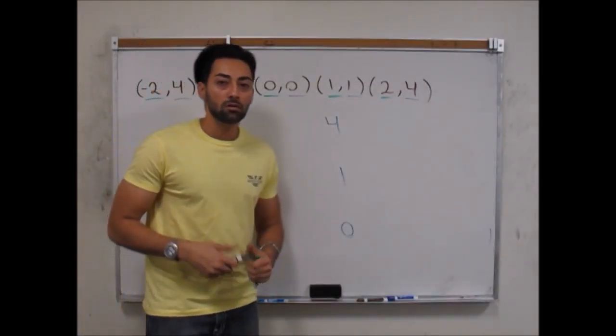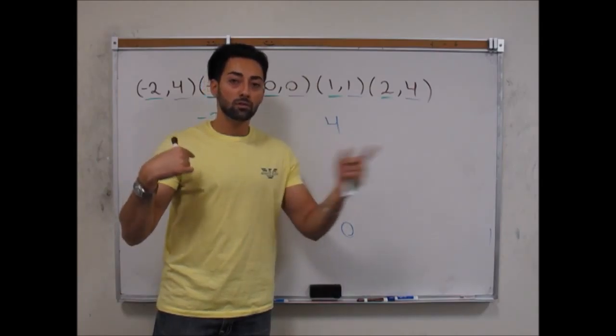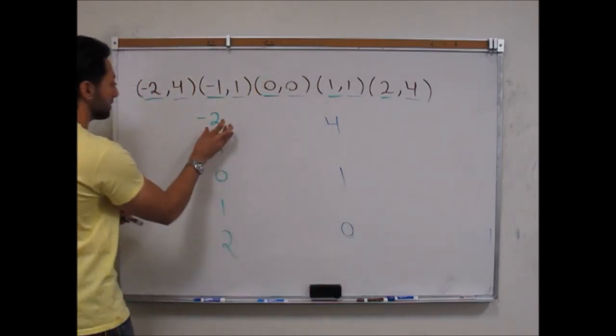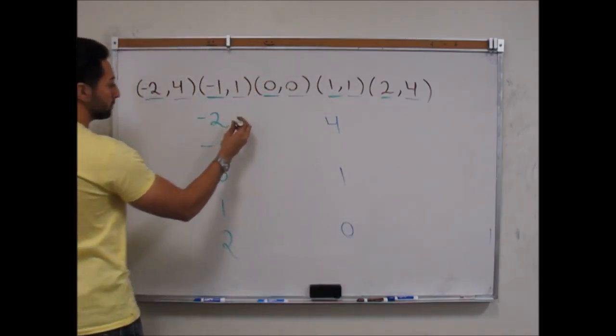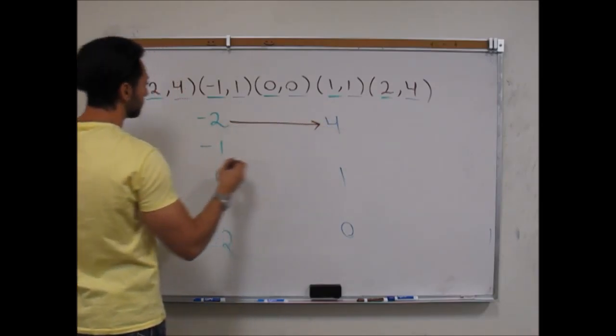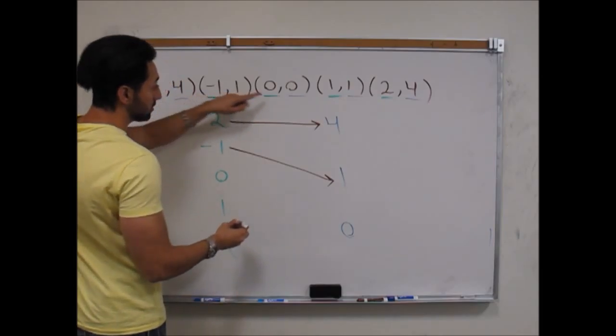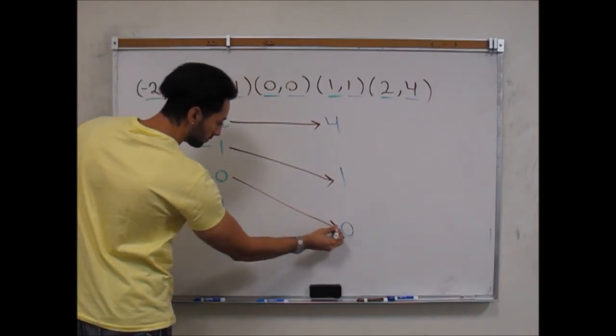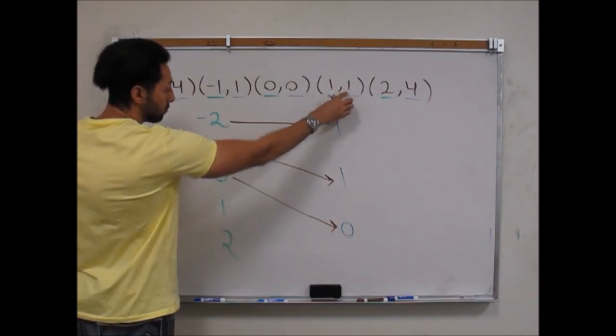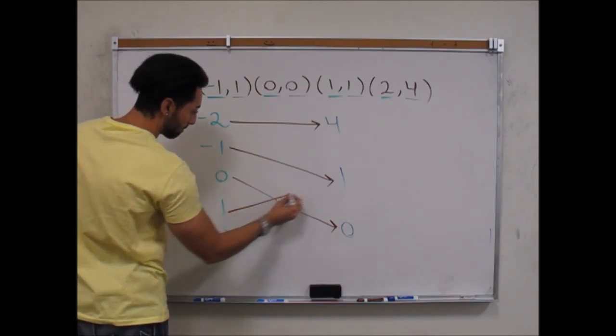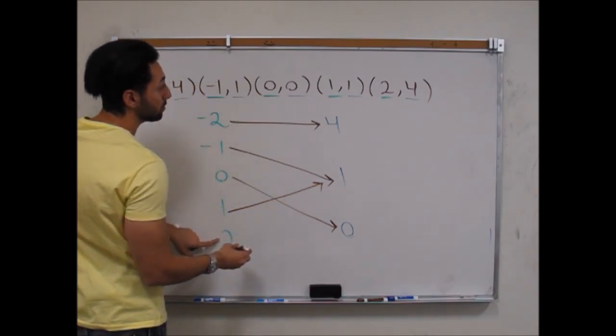Okay, now let's just draw some arrows leading the inputs to their outputs. Let's see here, the -2 goes to 4. The -1 goes to 1. 0 goes to 0. The 1 goes to 1. And then the 2 goes to 4.